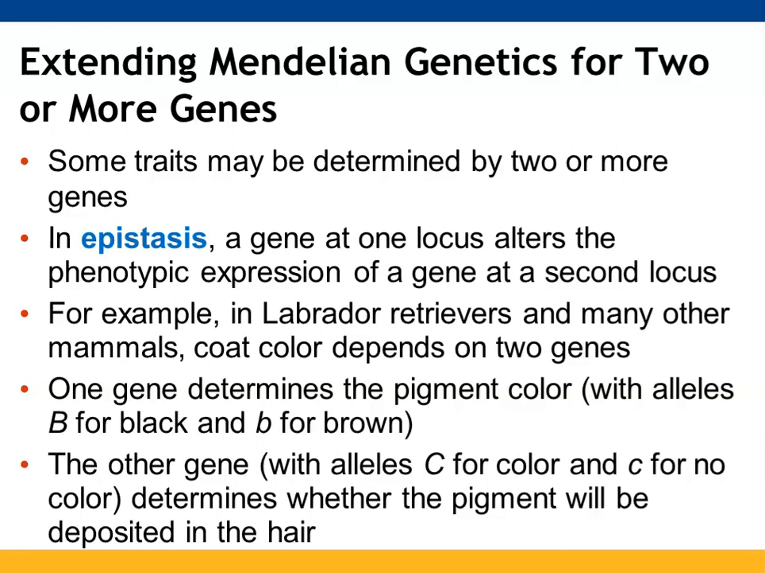Again, Mendelian genetics can be extended beyond a single gene. It can be examined looking at two or more genes. Epistasis would be an application of that, where a gene at one locus is going to impact the phenotypic expression of a gene at a second locus. So for some mammals, the color of the coat is dependent on two genes. One gene determines the actual pigment color, while the other one determines whether the pigment will actually be deposited, added to the hair.